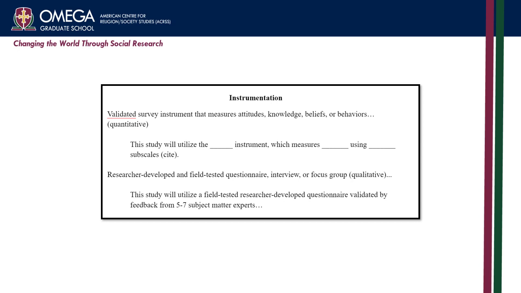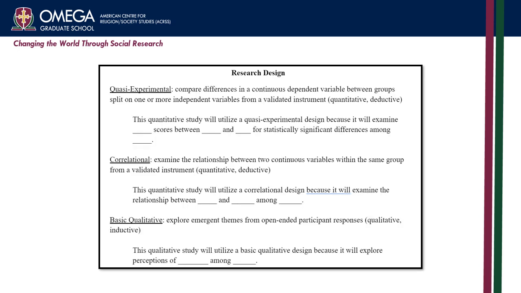You will send it to 5 to 7 subject matter experts of your own choosing who will review your instrument and its questions, provide feedback, and then you'll revise the instrument accordingly. And as long as you show that you have done that process, you can consider your instrument validated for qualitative research purposes. In the next section of the prospectus template, you will justify your research design.